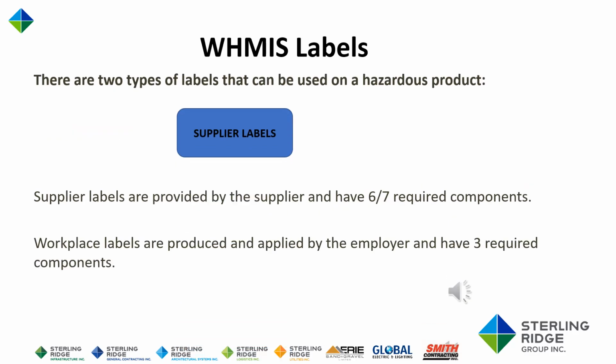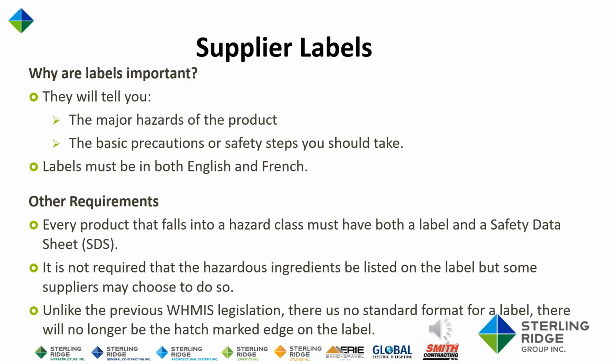WHMIS labels. There are two types of labels that can be used on a hazardous product: supplier labels and workplace labels. Supplier labels are provided by the supplier and have 6 or 7 required components. Workplace labels are produced and applied by the employer and have 3 required components. Why are labels important? They will tell you the major hazards of the product and the basic precautions or safety steps you should take. Labels must be in both English and French. Other requirements. Every product that falls into a hazard class must have both a label and a safety data sheet, SDS.